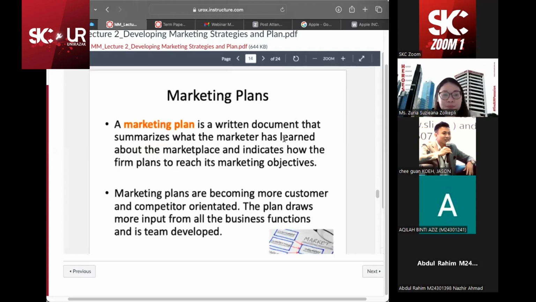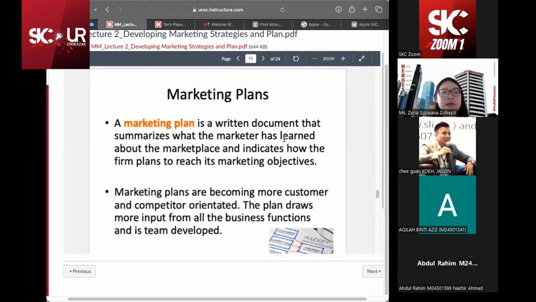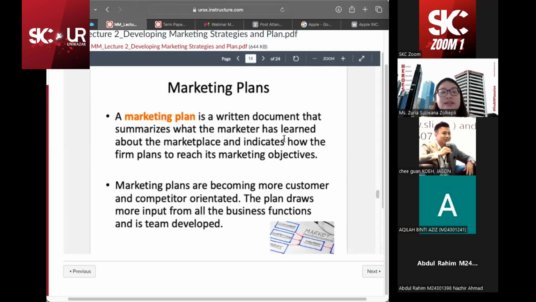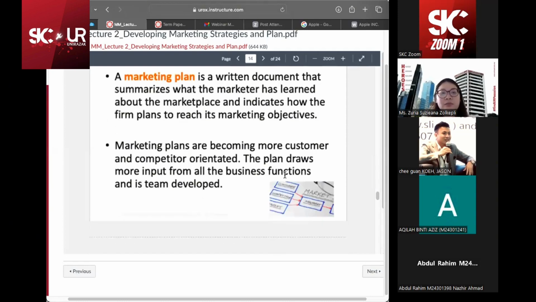What is a marketing plan? A marketing plan is a written document that summarizes what marketers learn about the marketplace. That's why in your term paper, I've mentioned internal and external analysis for a product or for a company. Why do we do a marketing plan? It serves as a guideline. If you have a new product to develop, this can serve as a guideline for what you should do next: to assign resources, to assign the key person to do it, to outline the objective, and how to monitor the progress and the outcome after that. The marketing plan becomes more customer and competitor oriented. The plan draws more input from all business functions.